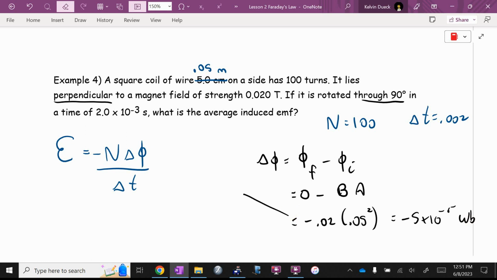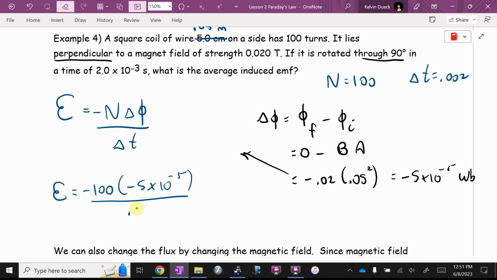And that's going to go over there. So here we go. Negative 100, negative 5 times 10 to the negative 5, or you could just write answer button, divided by 0.002. Crunch that, my friend, and tell me how many volts this would be.